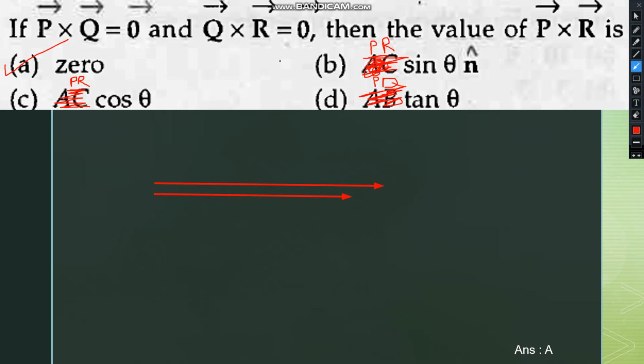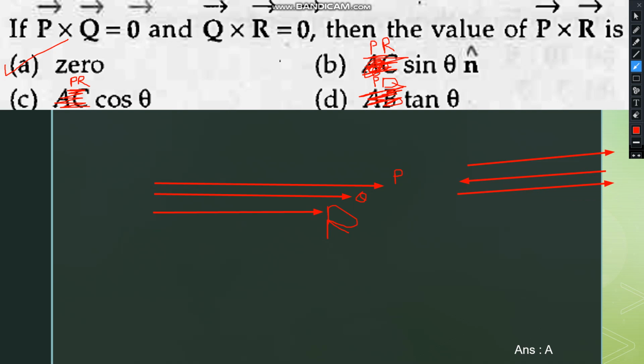So if this is P, then this must be Q, and then Q cross R is again 0, so R must lie along this same line. There are other cases where 180 degrees will be included, but I am not writing those. The same thing will happen there as well. So I am just taking one of the cases where P cross R will come out to be 0, and this will be the same for any other case. In other cases we may have this as P, this as Q, and this as R.